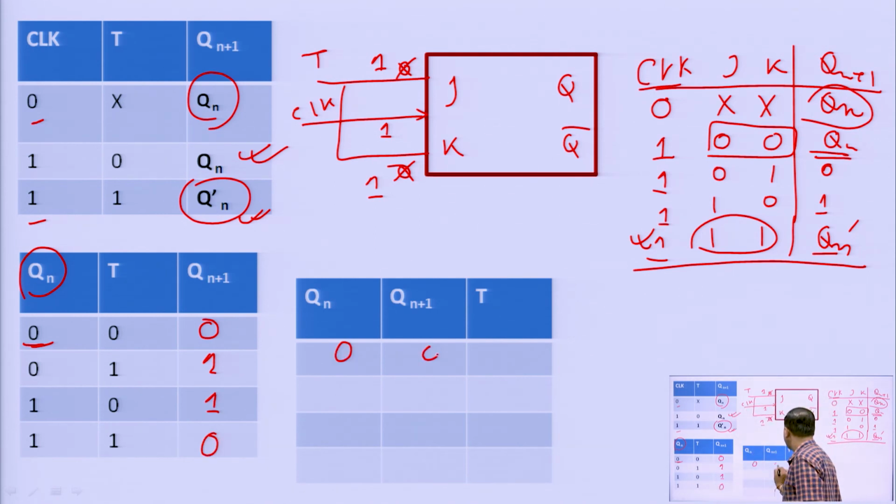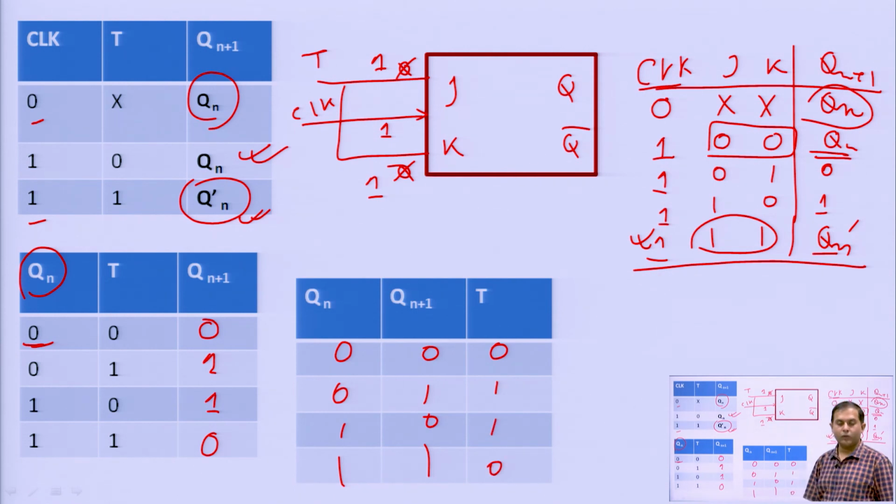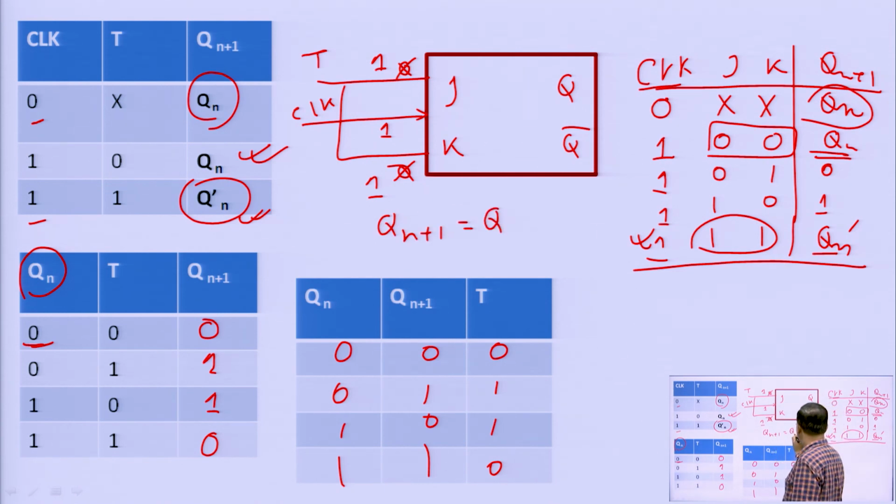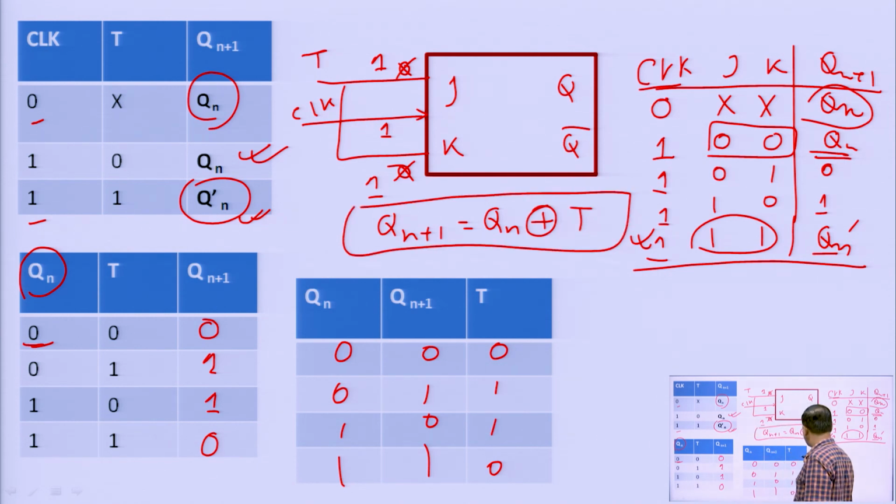The T values will be 0 1 1 0, and Qn 0 1 0 1. So, finally we can write the equation like this: Qn plus 1 will be Qn XOR T. This is the final equation from this table. Okay, so these three flip flops we have discussed: JK flip flop, D flip flop and T type flip flop. Thank you.